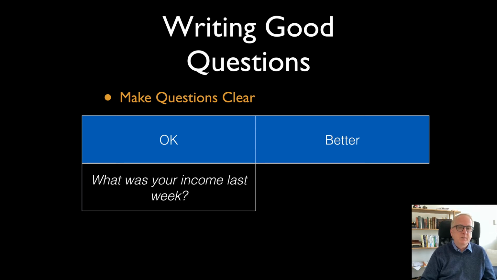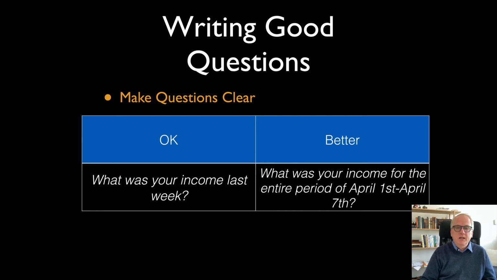So for instance, the question could be, what was your income last week? Now, that question might seem quite clear to you, but what could be confusing is what you mean by last week. So let's say this is somebody who thinks that when you ask about their income last week, you only mean Monday through Friday, and they don't count Saturday and Sunday when they had this other job. So what would be better is if you said, what was your income for the entire period of April 1st to April 7th? That way it's clear what days you're actually asking them about their income. You see, so you're being more precise and less ambiguous, because the first question could be answered in different ways depending on how the person interprets the question.